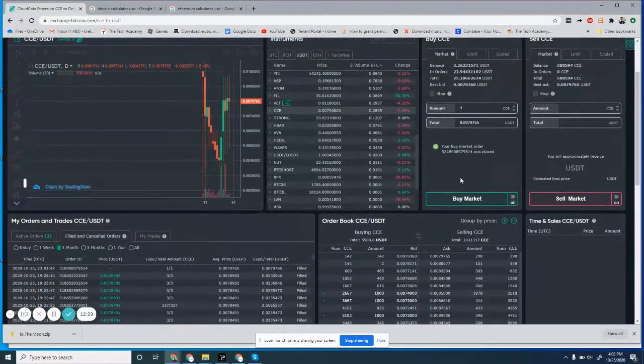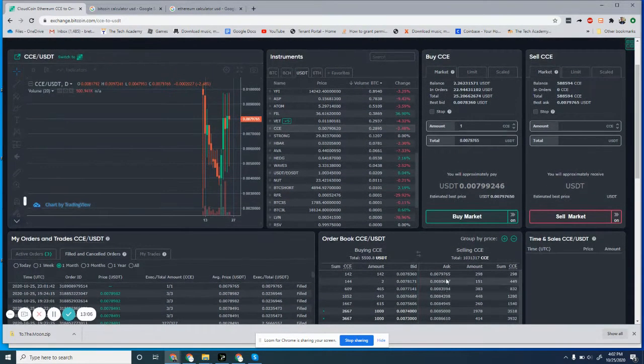What we're going to do here is look at this area right here. You'll see that I bought one CloudCoin, and automatically it gave me this price. And you'll see that this price reflects this one right here. It is the cheapest asking price, meaning that this person here is willing to sell for the cheapest. These other people are willing to sell for a bit more, a bit more, a bit more, and it keeps going. They have a sell order of 298. That means they're willing to sell 298 at that specific price.